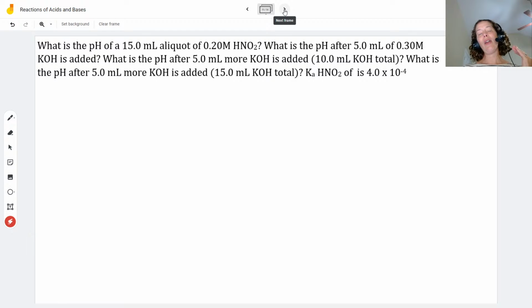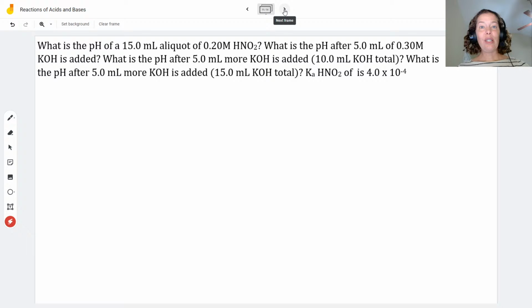So you're looking at what is the pH before you start the titration and you just have your weak acid. What is the pH after you've added 5 milliliters? What is the pH after you've added 10 milliliters? And then what is the pH after you've added 15 milliliters? And kind of spoiler alert, after 5 milliliters, you haven't reached the equivalence point. At 10 milliliters, you've reached the equivalence point. And then, of course, at 15 milliliters, you're past the equivalence point. And you can see the pH change according to that.